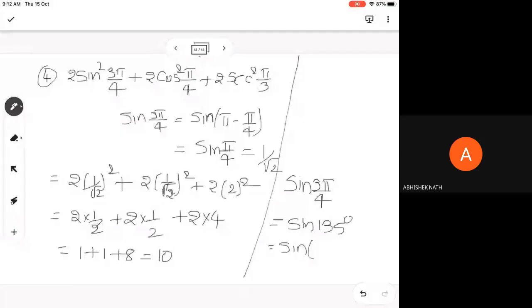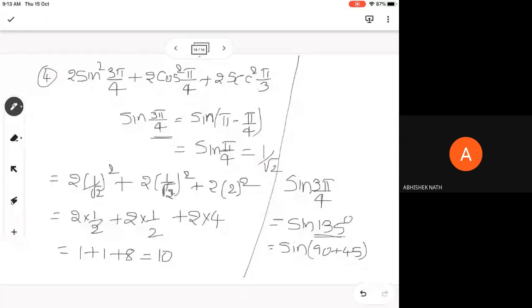I am writing 90 plus 45. If you can write this, it's your choice. Okay, sir. Do you want to write minus? If you want to convert here in this function, normally number 135 is given, so you will convert it easily.